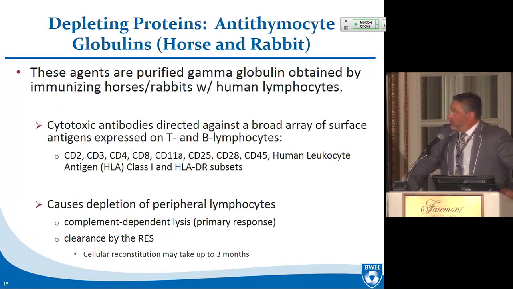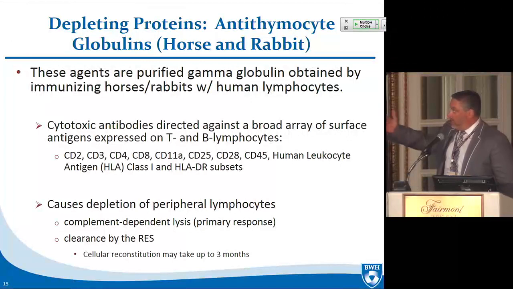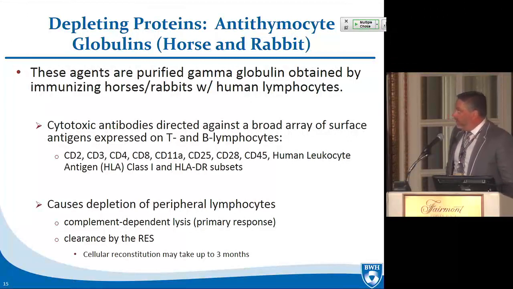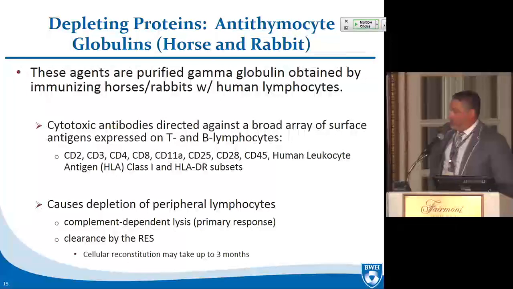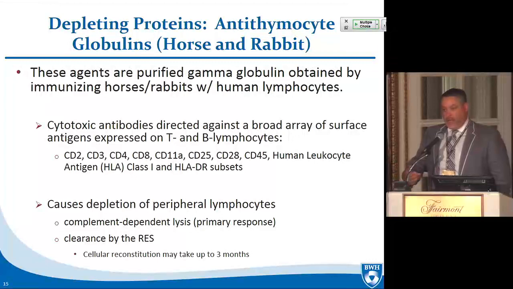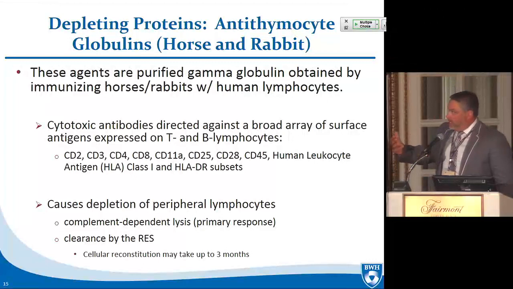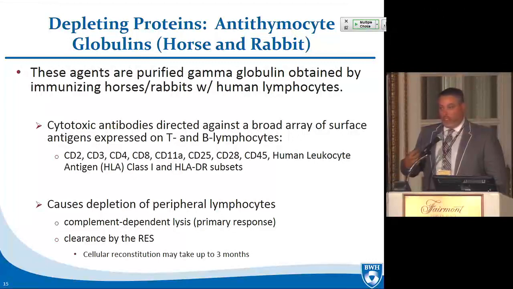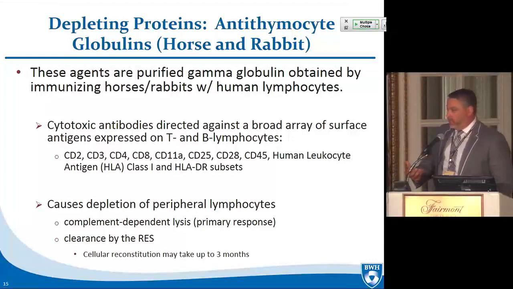To switch gears with our ATG preparations, they're basically formed by immunizing an animal with human lymphocytes and then drawing off those anti-human antibodies. So you get this cytotoxic array of multiple different antibodies in your one lyophilized preparation of ATG. And the basic mechanism of action is that these antibodies bind to their receptors, recruit human complement, and cause depletion through a complement-mediated mechanism.